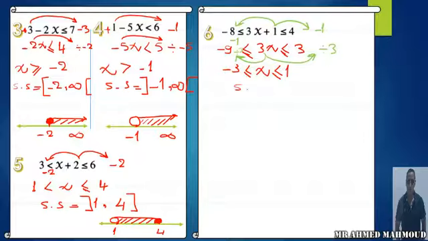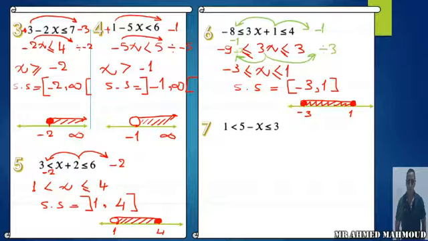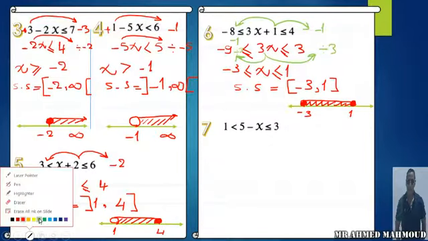Then the solution set equal from negative 3 closed, because we have here equal sign, and 1 closed because also we have here equal sign, and then I'm going to represent on the number line from negative 3 to 1. This one is closed and this one is also closed. I'm going to shade between them.